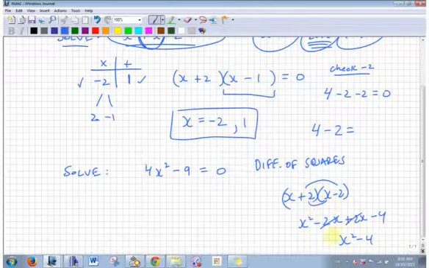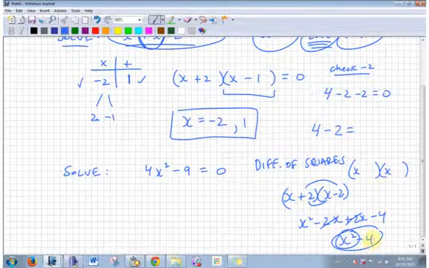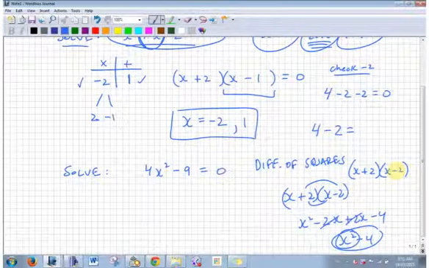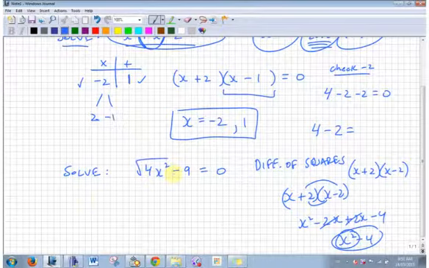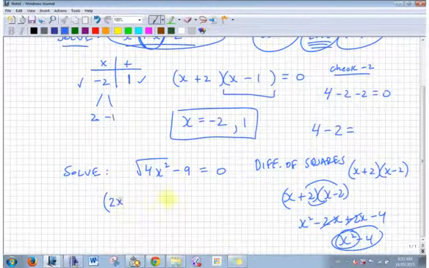So recognizing that, I just do this. What's the square root of x squared? X. What's the square root of 4? 2. And then I go plus minus and it's factored. You like having difference of squares. They're easy. What is the square root of 4x squared? What's the square root of 4? 2. What's the square root of x squared? X. 2x. What's the square root of 9? 3. Plus minus. It's factored.